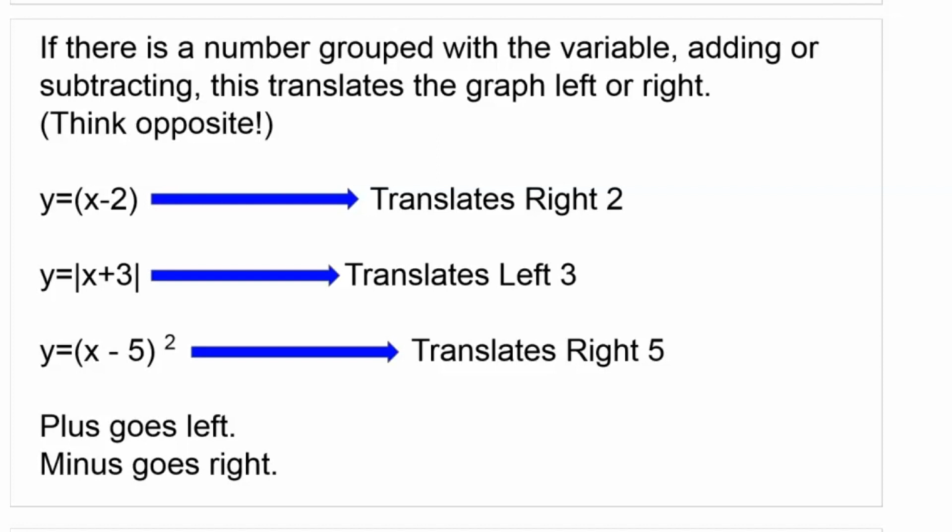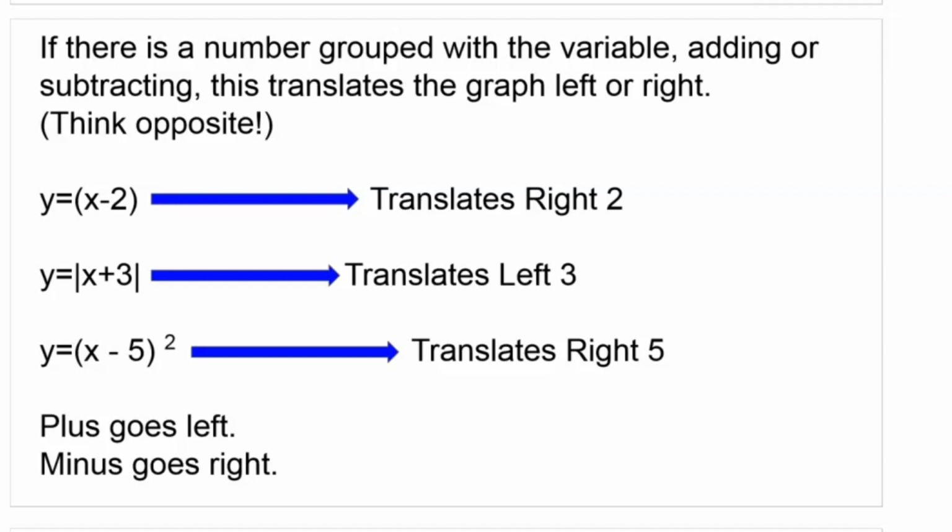But anyway, if the number is grouped in with the x and it's adding or subtracting, then that moves the graph left or right, and you want to think opposite. So in this first example where I have x minus 2, normally with minus you would think it goes to the left because that's where the x values are negative. But it's actually the opposite. It would go to the right. So that would move the graph right 2.